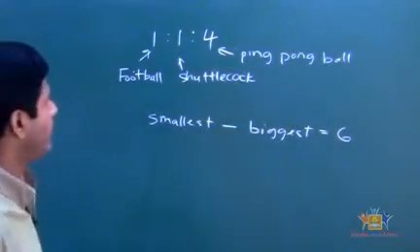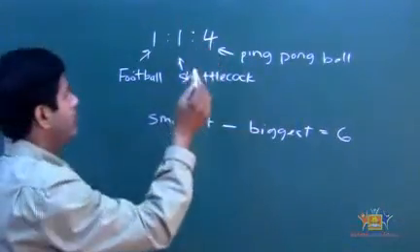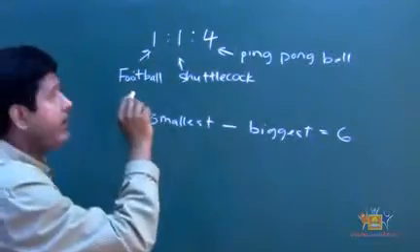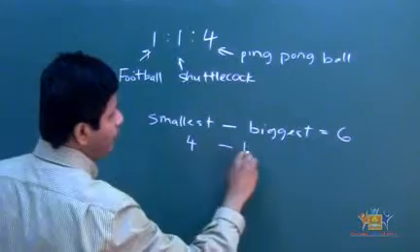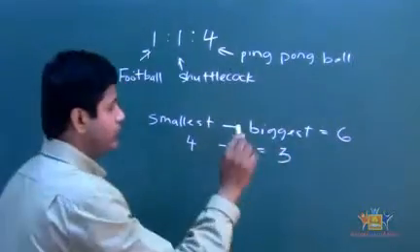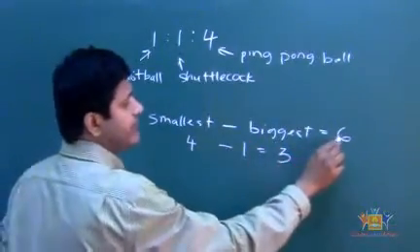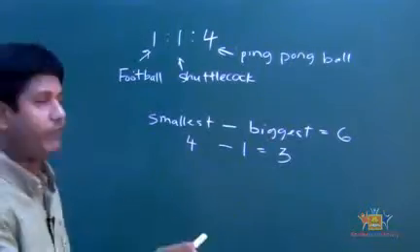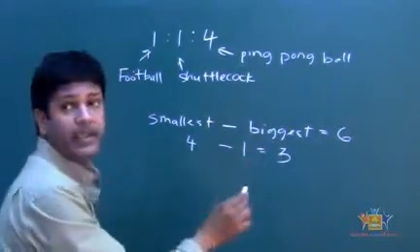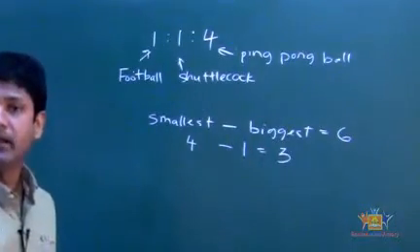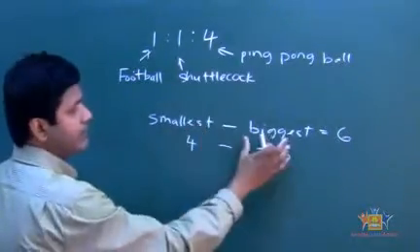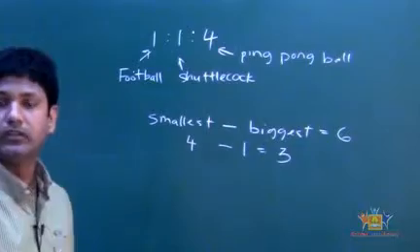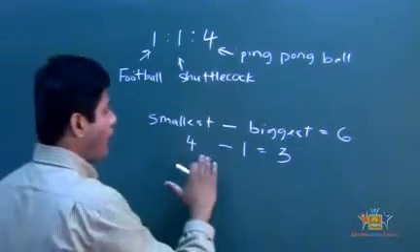So what is the smallest ball? Of course, ping pong is the smallest ball, and the biggest ball is football. So we're going to take the difference. 4 minus 1 gives you what? 3. So these 3 parts represent the 6, because that's the difference between the smallest and the biggest balls in the bag. This is the only information I gave you. I told you the difference between the smallest and the biggest is 6 balls. That means 4 minus 1 is 3.